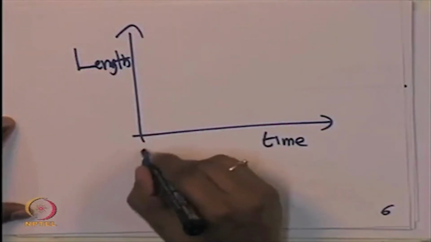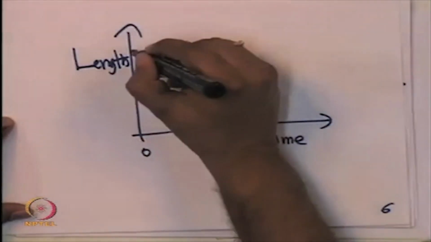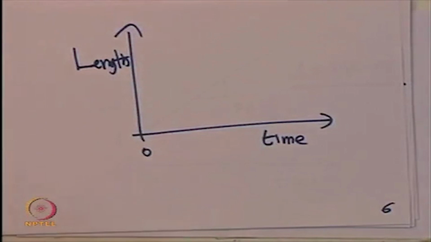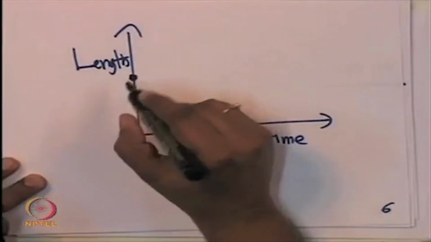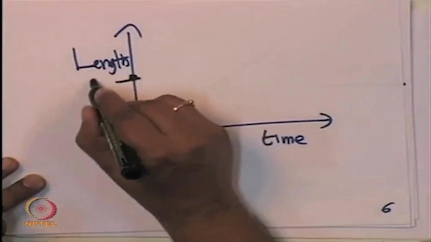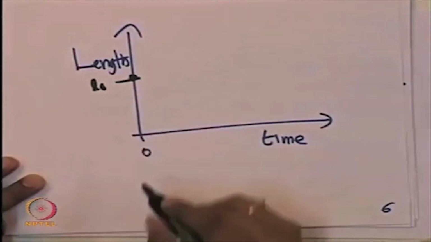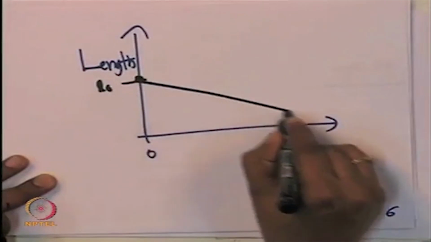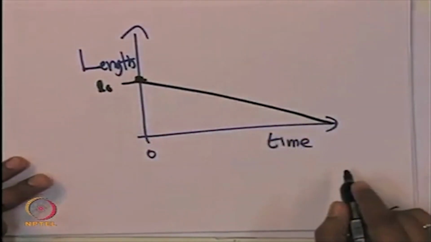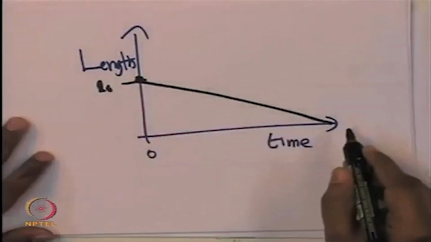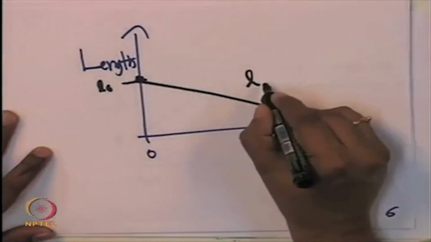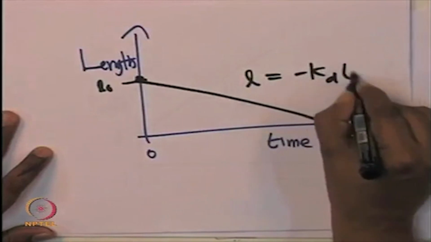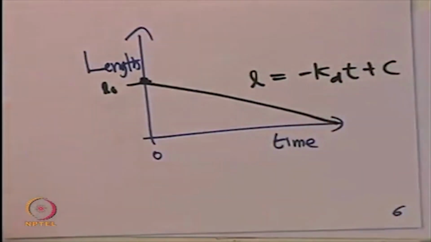So, at t equal to 0, we have some initial length which is L0. Let me mark this initial length as L0. And as the time goes, it decreases. It decreases like a straight line. So, L is equal to minus k dt plus a constant.